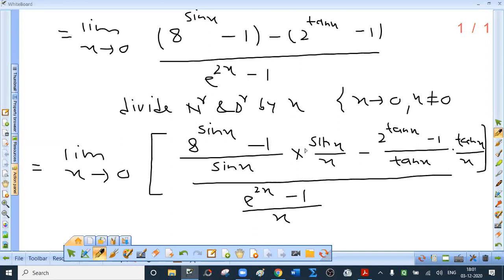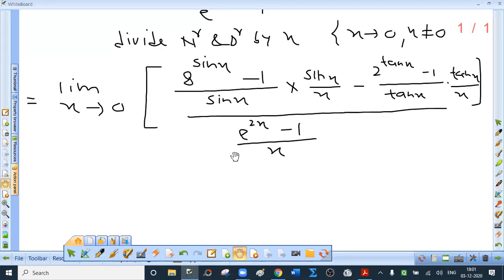So sin x, and again the same in the numerator. Now we cannot take the limit directly, but just imagine if we take the limit, the value of this limit is log 8 into 1 minus log 2 into 1. What about this? Of course, the index must be fully repeated and so on. So that I will do in the next step.